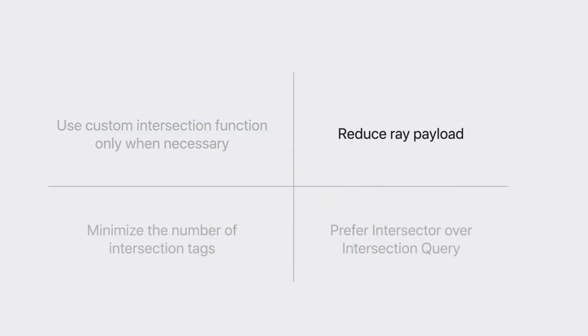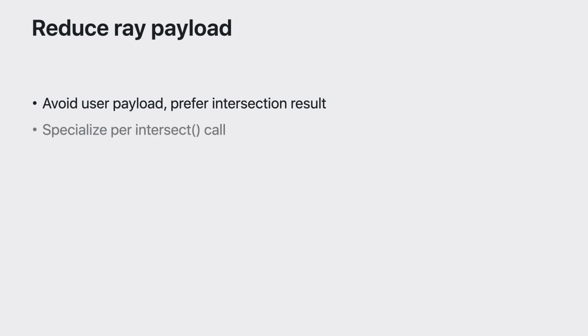The intersector API supports a payload for each ray. The larger the payload structure is, the more impact it will have on ray tracing performance. When it comes to ray payload, the intersection result may have most of the data you need, and it is best to avoid using any ray payload. If you need a payload, avoid a global Uber payload structure. Instead, specialize the structure for each intersect call.